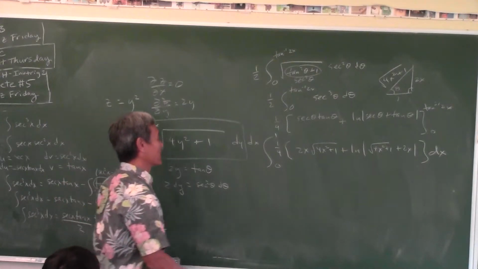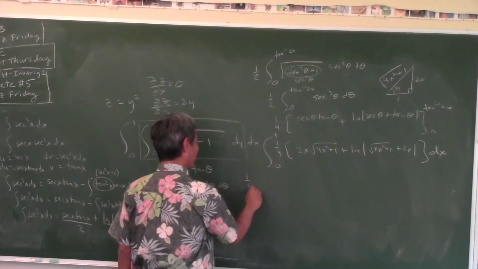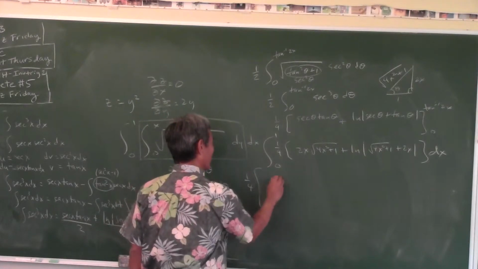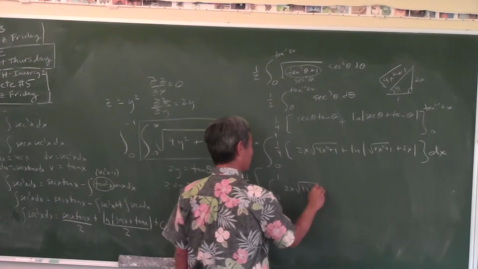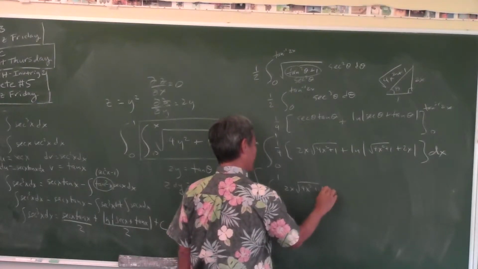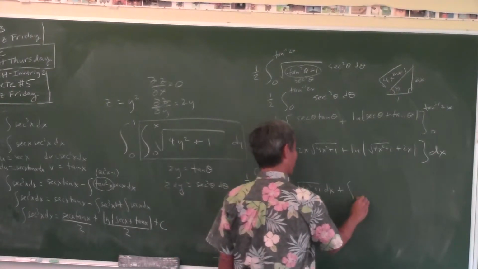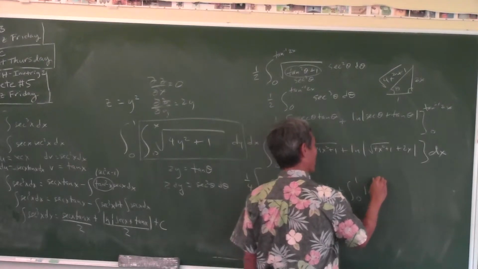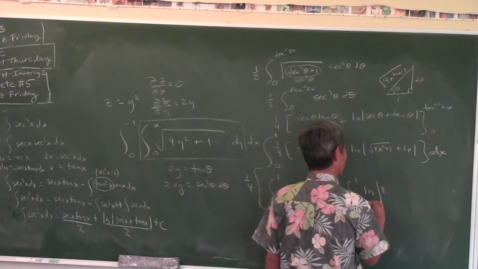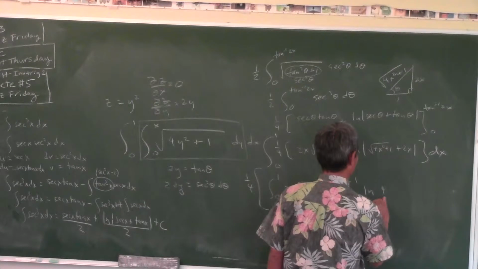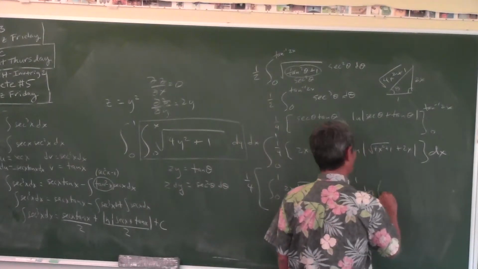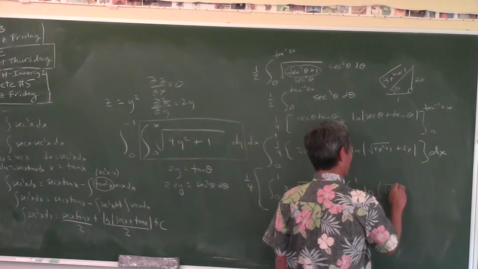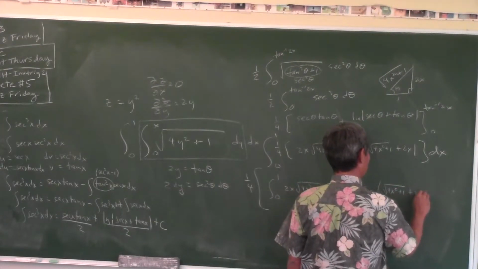So let's split this up into two integrals. 1/4 times the integral from 0 to 1 of 2x root 4x squared plus 1 dx, plus the integral from 0 to 1 of natural log of 4. Actually, we don't need the absolute value because x is going from 0 to something, so it's going to be positive. Root 4x squared plus 1 plus 2x dx.